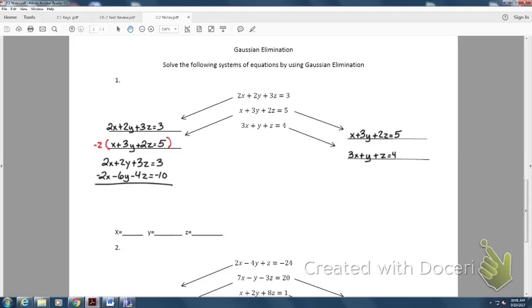And then go ahead and do that next step. So my x's will cancel. 2y minus 6y is going to give me negative 4y. 3z minus 4z is going to give me negative z. 3 minus 10 is going to give me negative 7. But wouldn't 3z times negative 2 be negative 6z? I multiplied the second equation.